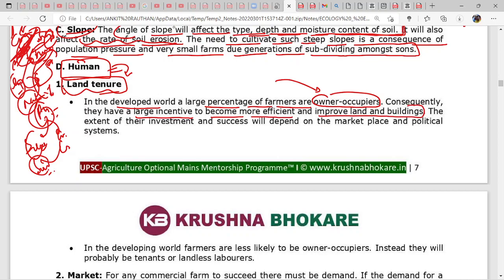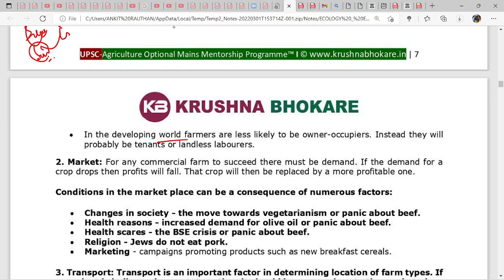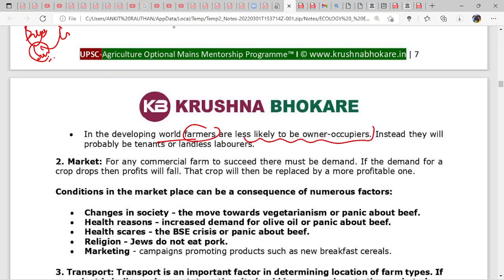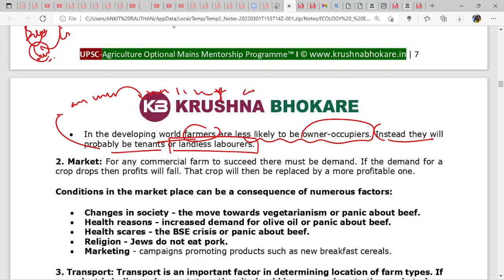But here there is something else. In the developing world, farmers are less likely to be owner occupiers. Instead, they will probably be tenants or landless laborers. So there is no incentive involved for them to work harder for efficiency. They just care about their monthly wages or weekly wages or daily wages.